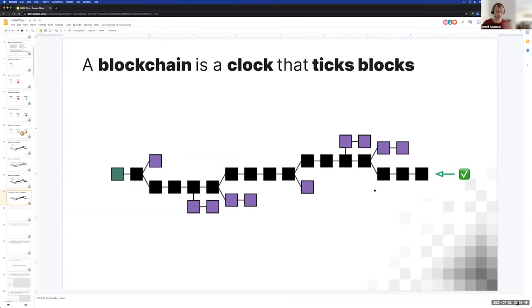And so one perspective on this is that you can think of blockchain as this clock that ticks in blocks instead of seconds or minutes or hours or times around the sun, whatever.